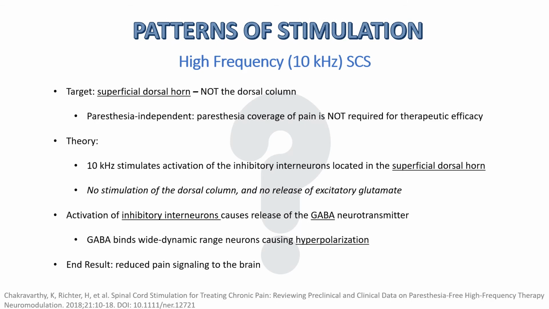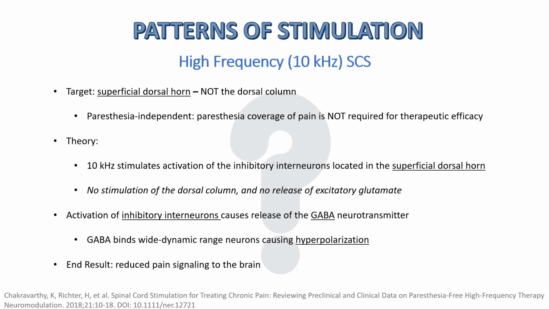High-frequency spinal cord stimulation has a different target. It is thought that it targets the superficial dorsal horn rather than the dorsal column. This is a paresthesia-independent stimulation pattern where paresthesia coverage of pain is not required for therapeutic efficacy. The theory is that the 10 kHz stimulates activation of the inhibitory interneurons located in the superficial dorsal horn, without stimulation of the dorsal column and without release of the excitatory glutamate.